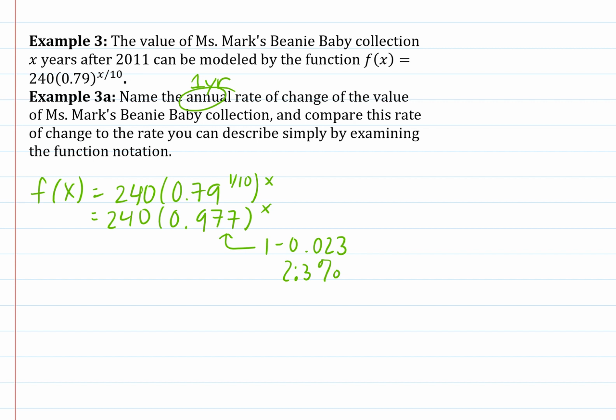And when we compare that to what we see just by examining the function notation, this is similar to example 1. We can see that 79% would be 1 minus 100% minus 21%, or 1 minus 0.21. So we could see that every 10 years, there's a 21% decrease in the value of her collection, or every single year, there's a 2.3% decrease in the value of her collection.